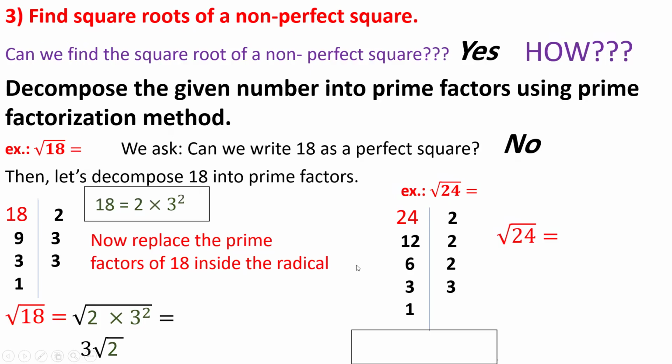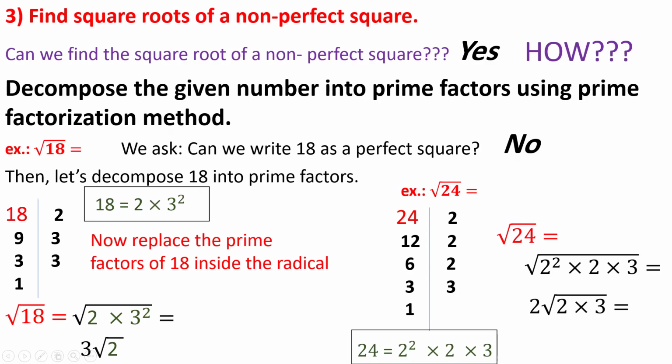Also 24: I write the prime factorization of 24. Then I write the prime factors of 24. I replace 24 inside the radical by its prime factors. What comes outside from these factors? Only 2 squared. It comes 2 radical 6.